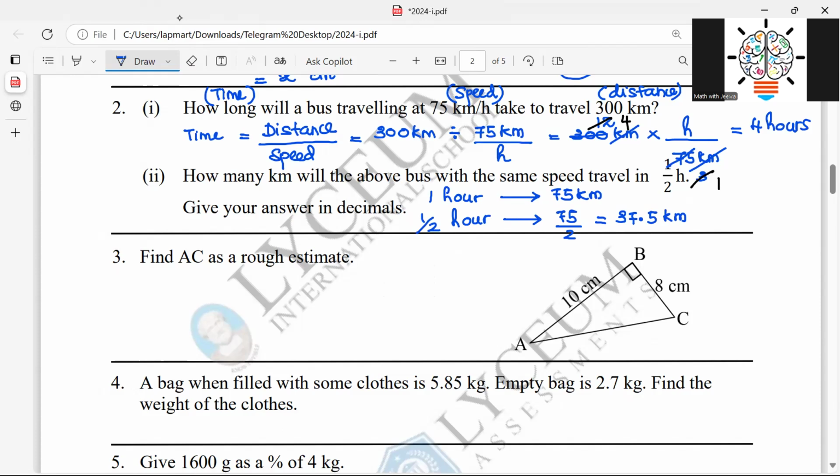So then 37.5, we can write 37 and a half, no? But here we can't write 37 and a half because they have asked us to keep the answer in decimals, right? How many kilometers will the above bus with the same speed travel? The same speed in the sense 75 kilometers per hour. If they travel 75 kilometers per hour, so then how many kilometers do they travel in half an hour? So definitely it should be half of 75, that is 37.5, right? So then we'll move to the next one.